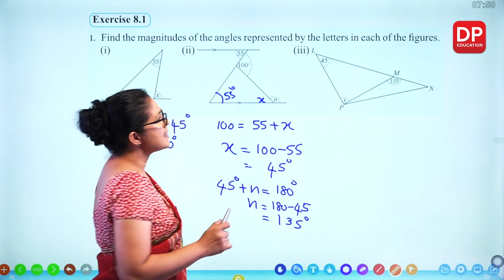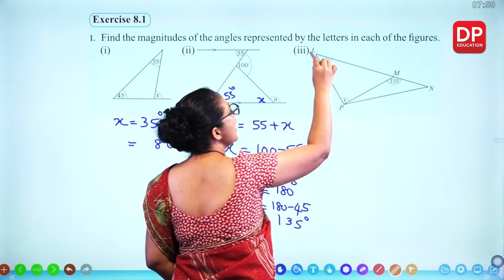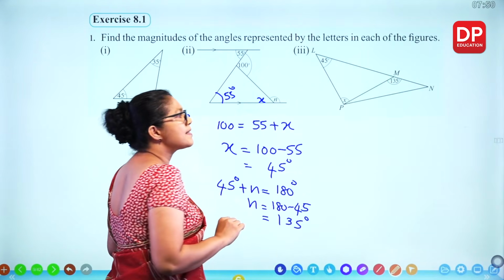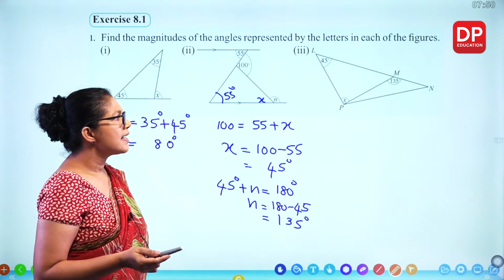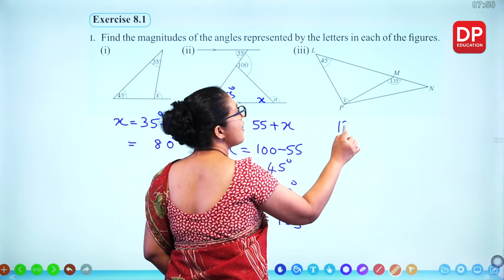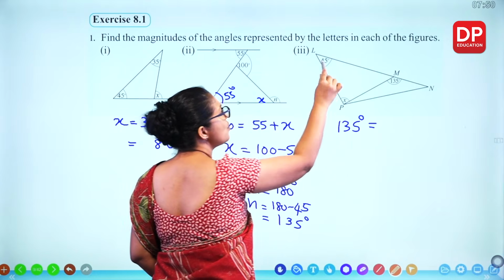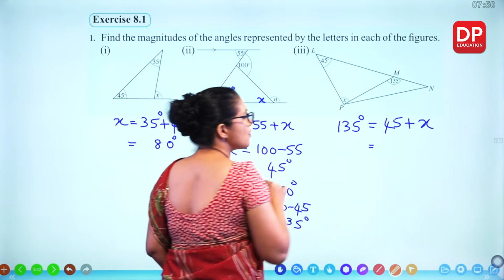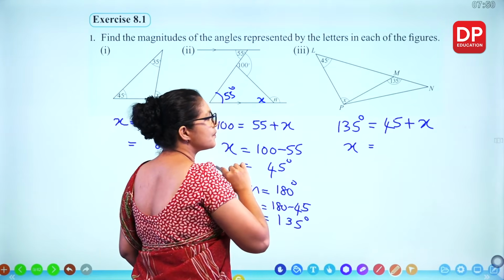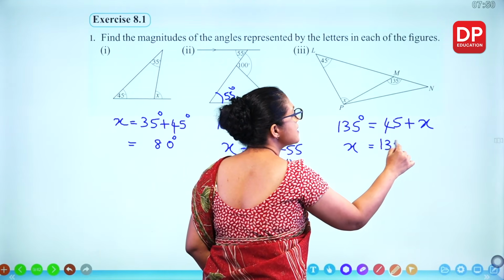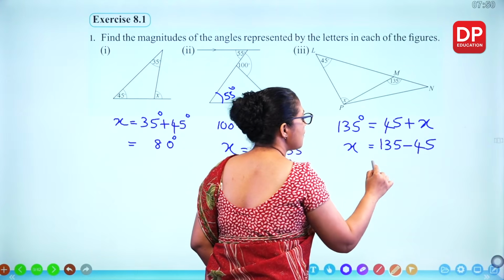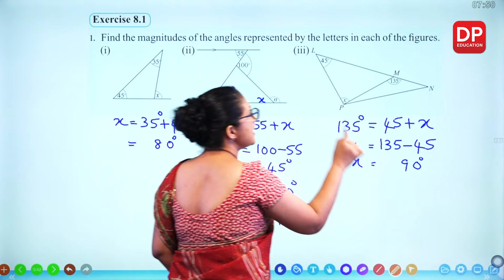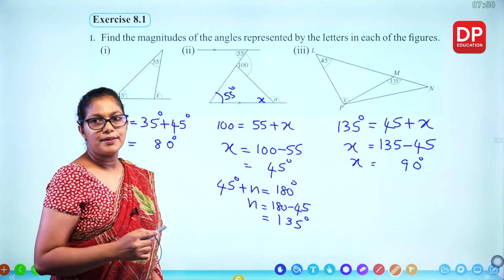Look carefully and see. When you take LPM triangle, these two are the opposite interior angles to the exterior angle. So we can write 135 is equal to 45 plus x. So how can we find out x? X is equal to 135 minus 45. You get 90 degrees for the x value.